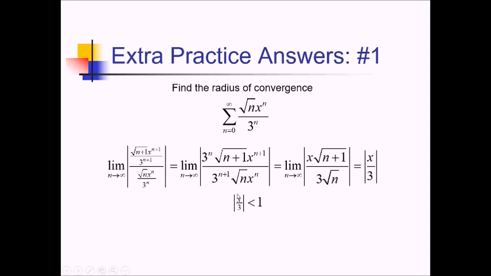I have to have x minus a less than 1 form. So let me multiply everything by 3 to get my x coefficient to be just 1. So that's absolute value of x less than 3. And then whatever's over here is going to be the radius of convergence, which just happens to be 3 in this case.